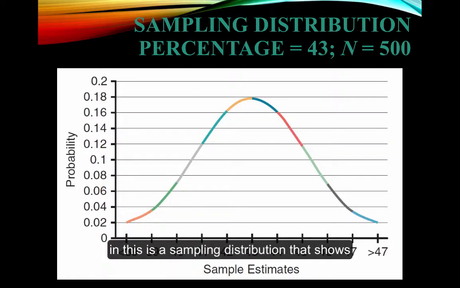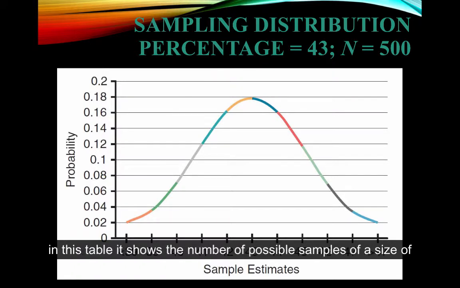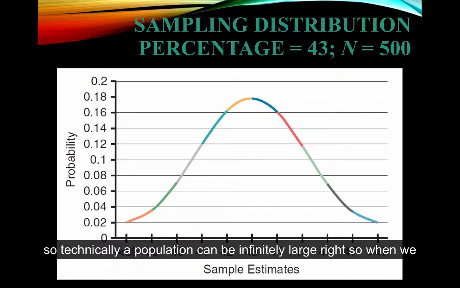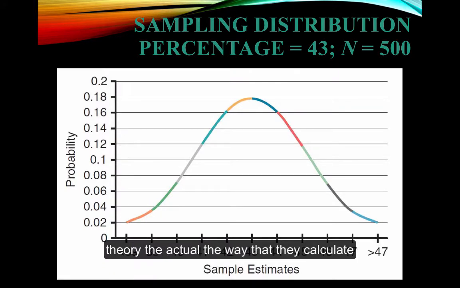Okay, so this is a sampling distribution that shows the probability distribution of a sample statistic. In most cases, this is a percentage for all possible samples. This table shows the number of possible samples of a size of 500, each drawn randomly from a population of 50,000. So technically, a population can be infinitely large, right? When we say it's theoretical, that just means it comes from probability sampling theory, the way that they calculate what these estimates are.